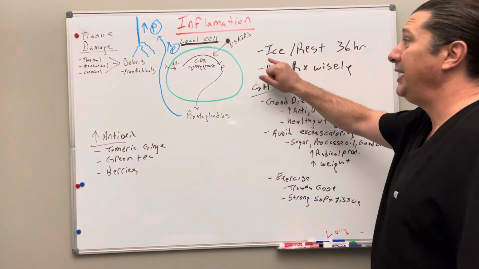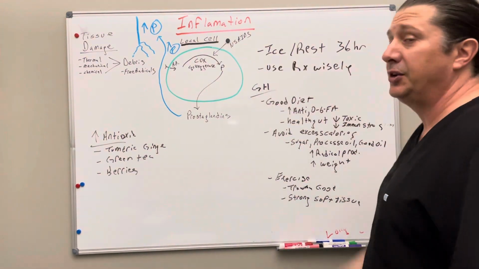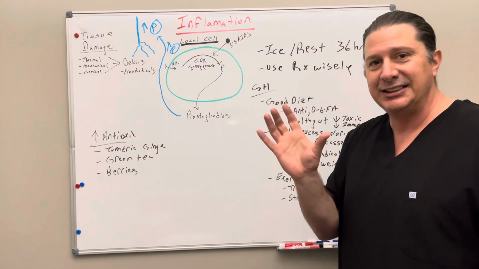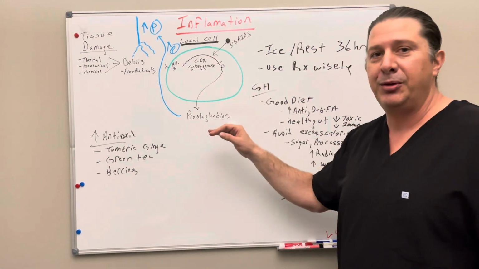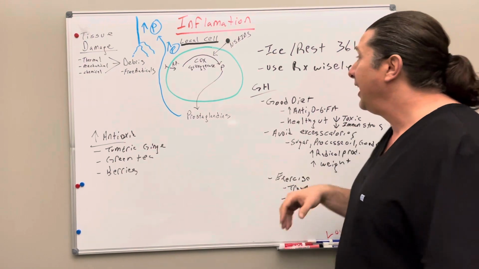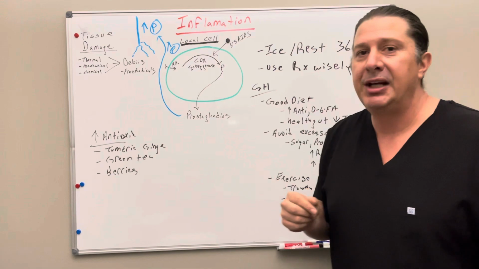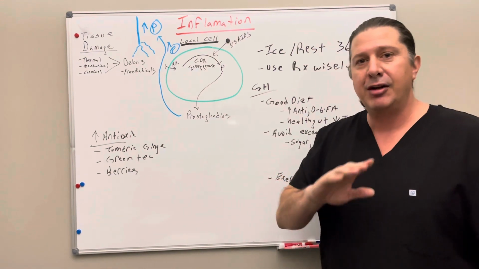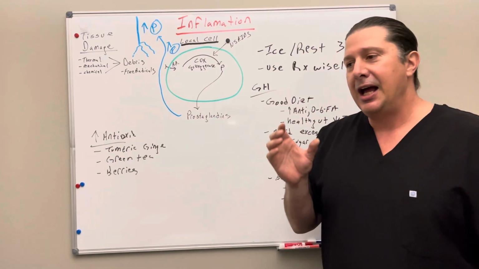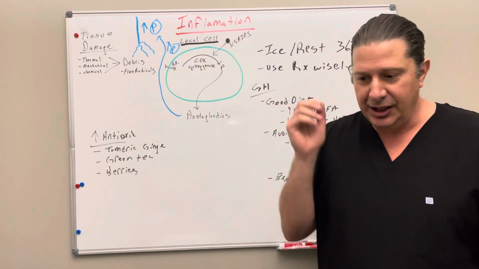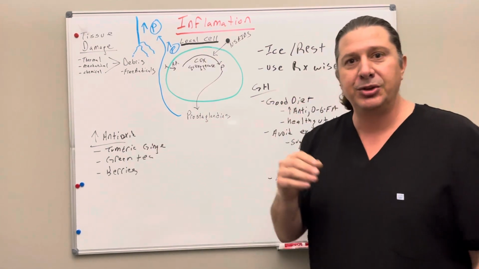Well, immediately after acute injury, ice and rest, a good 36 hours. You want to just take it easy, let that whole prostaglandin response start its process. Use prescriptions wisely. When I'm giving this talk, I'm not saying never use an NSAID, never use a corticosteroid. I think it's the abuse of it. It's the taking them every day, multiple times during an injury.